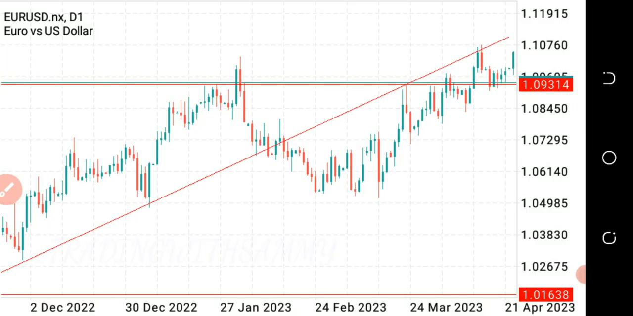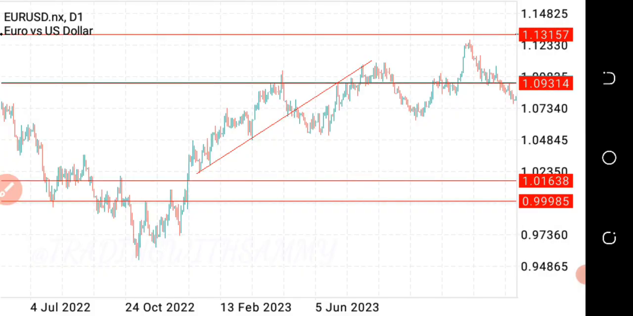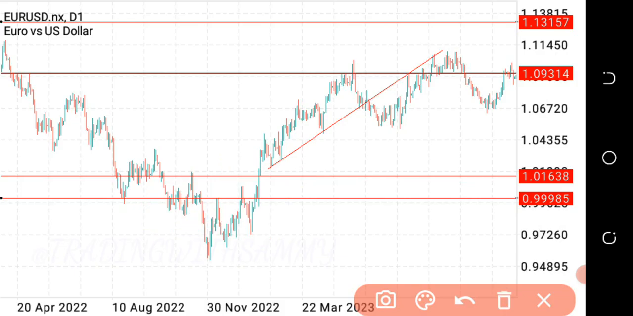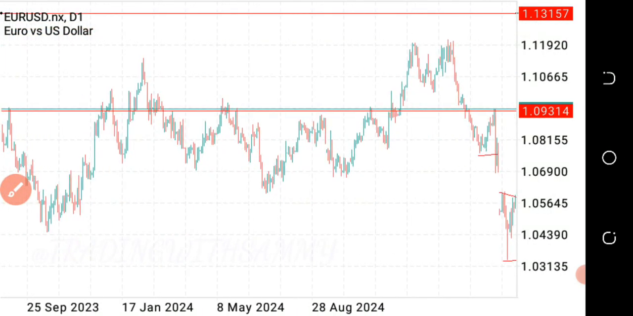Okay, let's leave it like this. So this is a gap that needs to be filled. Here, it needs to be filled. Now let's see what price did in the future.